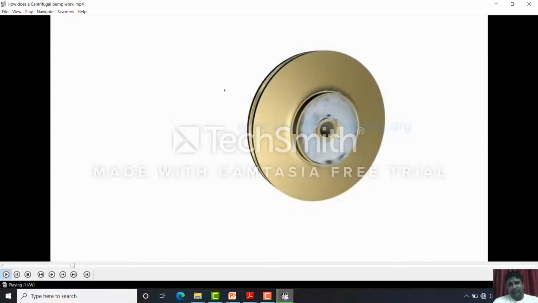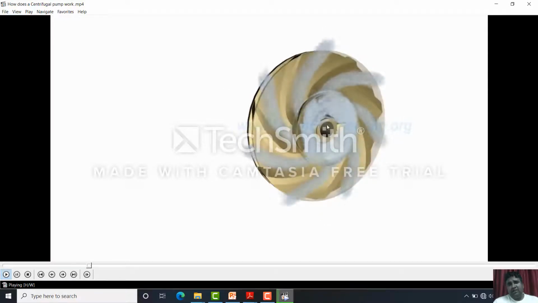Or you can say it creates a partial vacuum here, and this applies centrifugal force to the water. The water is sucked in from the center using this rotational mechanism. At the discharge side of the impeller, both pressure and kinetic energy of the water rise, increasing the potential as well as kinetic energy.